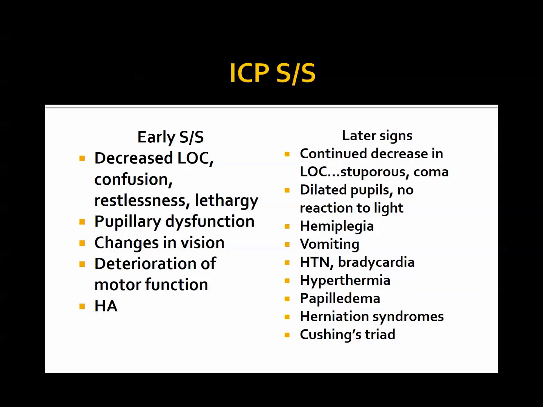So let's go over some intracranial pressure signs and symptoms. Really important that you know early signs. And of course, number 1 is always going to be level of consciousness. So making sure that patient is oriented. You could see the patient just getting more restless, kind of fidgeting around, or even lethargic. So pupillary dysfunction would be the next thing you'd be looking at. Changes in vision, blurred, diplopia, etc. Any deterioration of motor function, sensation would go along with that, and a headache. So those are kind of more early signs.